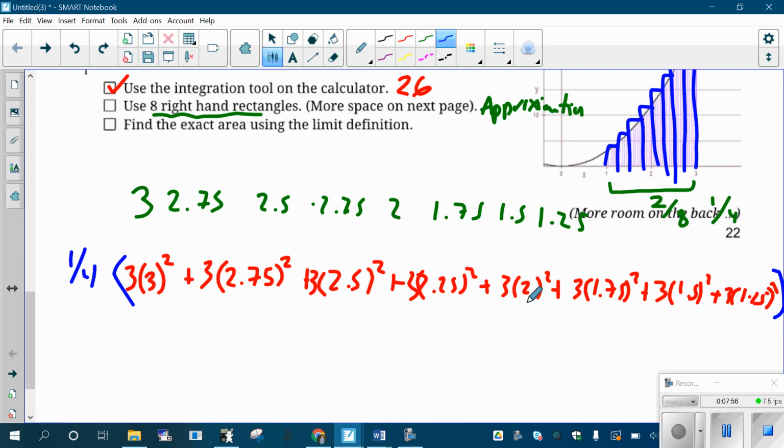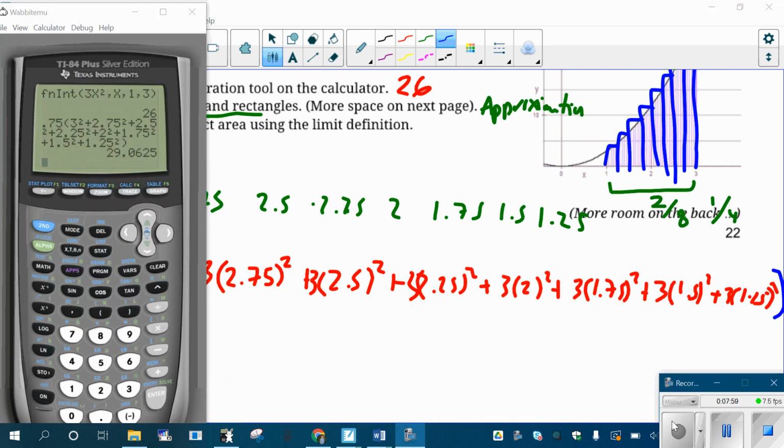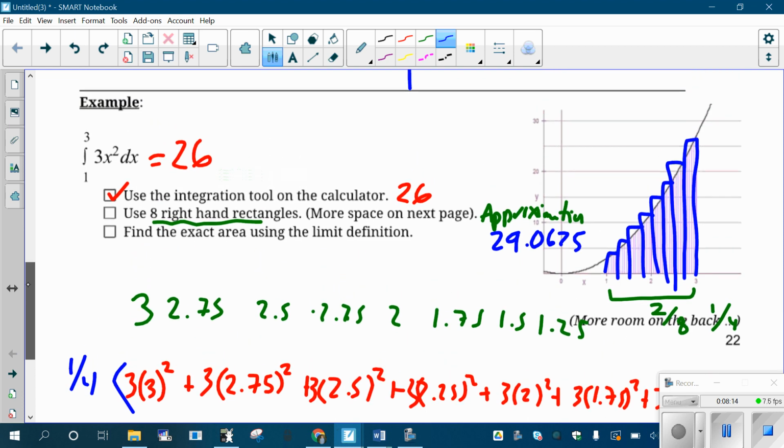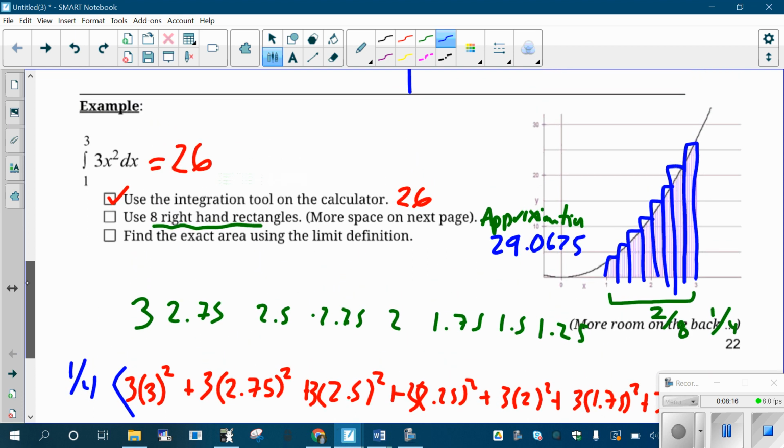Toss this all in your calculator, I'll do the same. I got 29.0625. Makes sense? Why? Well, it's an approximation, so it's not going to be the same as what the calculator told me, because the calculator told me the exact answer. And it's going to be a little bit of an over-approximation. We can see our function there. Those blue rectangles are going to be a little bit over.